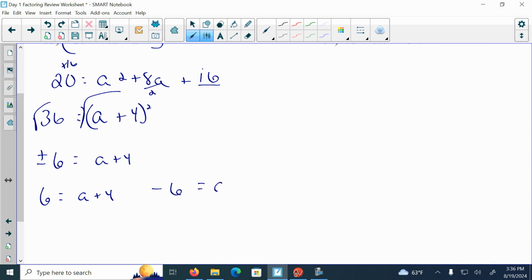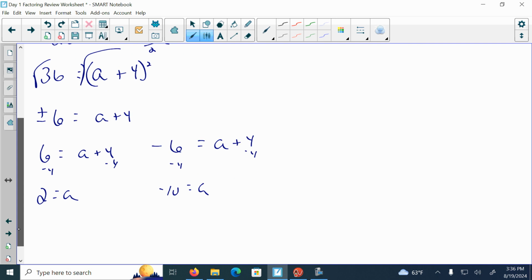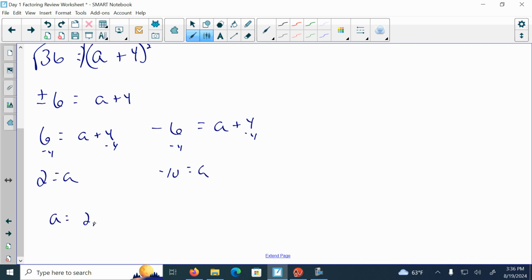Remember, you're going to have two solutions. They're going to be two different numbers, sometimes two completely different numbers. So this is minus 4, minus 4. So 2 is equal to a. And here I subtract 4, and I get negative 10 is equal to a. So a is equal to 2 or negative 10.